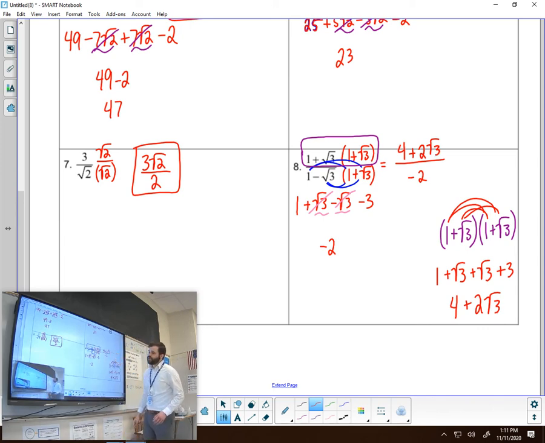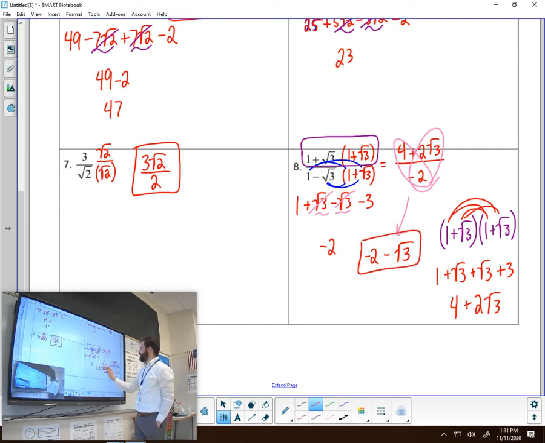Then we're going to simplify. Look, we can simplify. We weren't able to simplify on any of the others, but this one we can simplify because negative 2 goes into 4 and negative 2 goes into positive 2. Okay? So here's my final answer. 4 divided by negative 2 is negative 2. 2 square roots of 3 divided by negative 2 is negative 1 square root of 3. So that is my final answer.